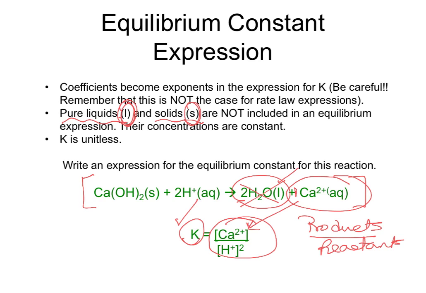Moving on to the reactants. Calcium hydroxide is a solid, so it does not go into the equilibrium expression. And again, hydrogen ion, aqueous, does. So hydrogen ion goes in the denominator, as all reactants do. Now pay close attention. There is a coefficient of 2 in front of this hydrogen ion, so that becomes an exponent. Just a reminder, you have Go Formative questions to give yourself some more practice while you're listening to this.